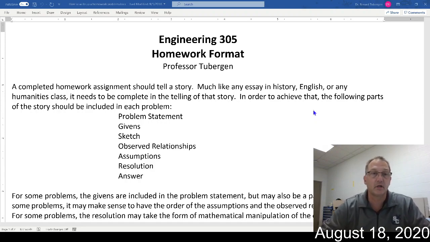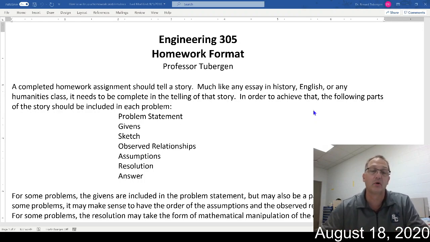I want to take a couple minutes to talk about homework format for Engineering 305 for my section. I think you've been trained, in 202, even Engineering 101 uses this, that we recognize as faculty that there's a story that you're telling. And I think you need to start thinking about your homework as telling that story. In some ways we can take shortcuts, but that process of solving an engineering problem is fairly consistent.